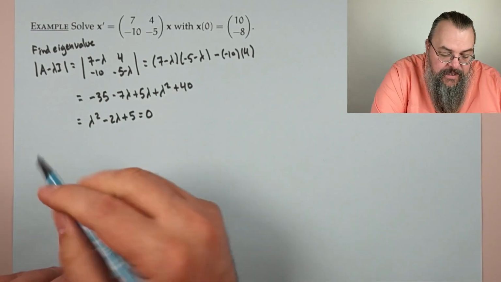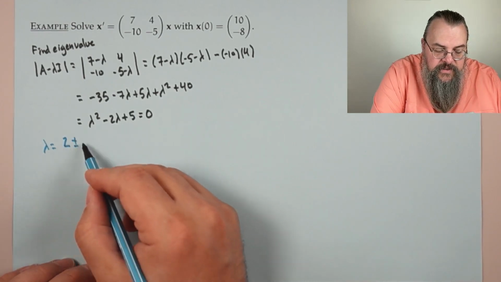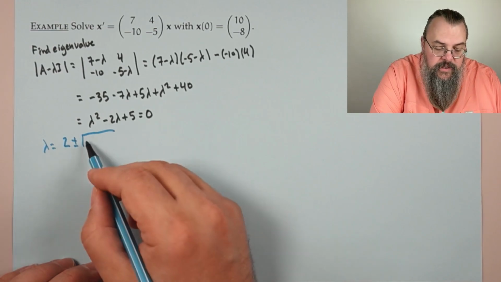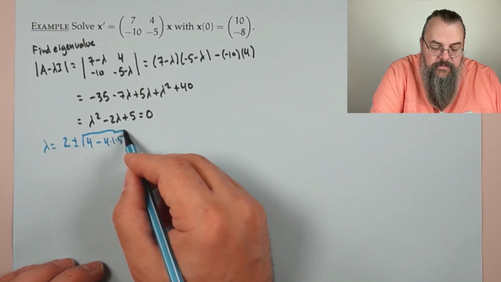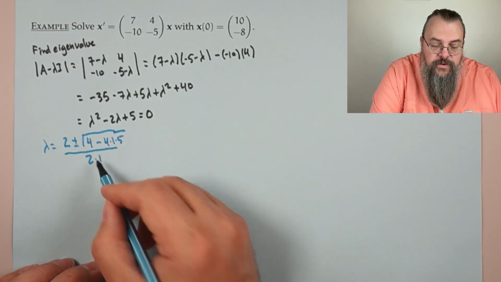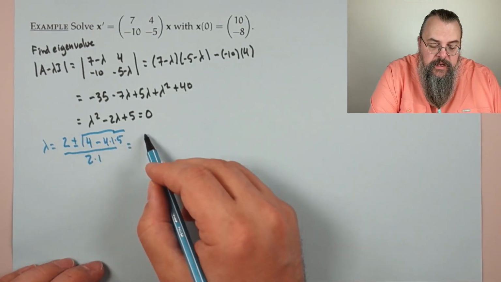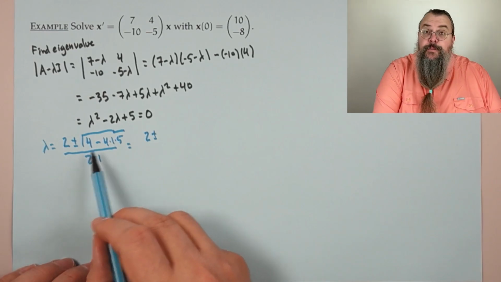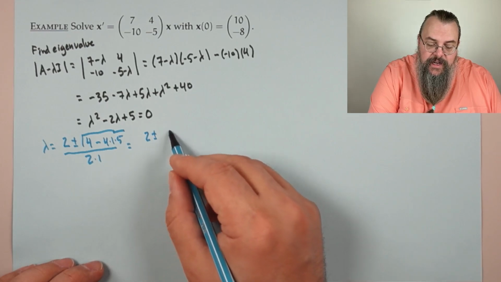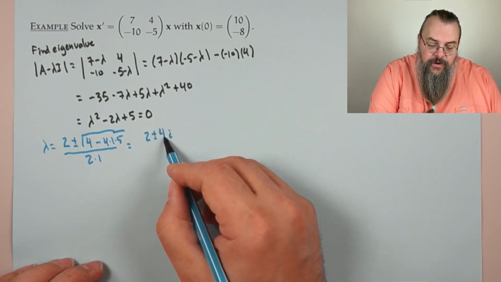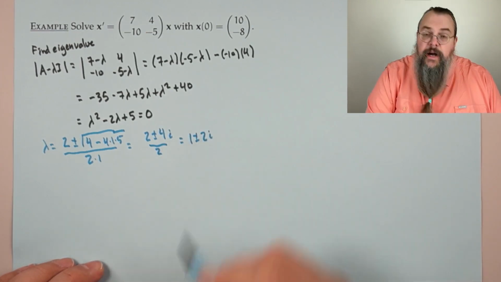So lambda is negative b, so 2, plus minus the square root of b squared, so 4, minus 4ac, 4 times 1 times 5, all over 2a. Well, that would be 2 plus minus the square root of 4 minus 20, which is negative 16. Square root of a negative will give us an i, and then square root of 16 is a 4. And so we have 1 plus minus 2i.